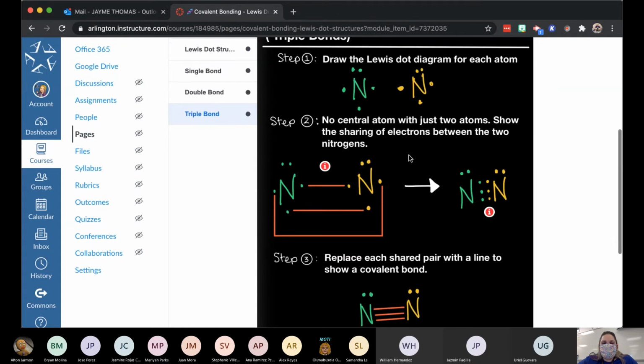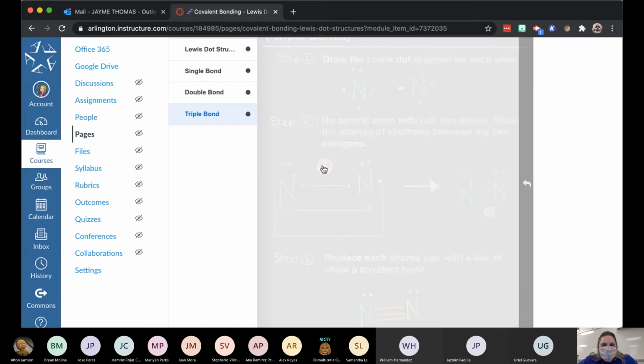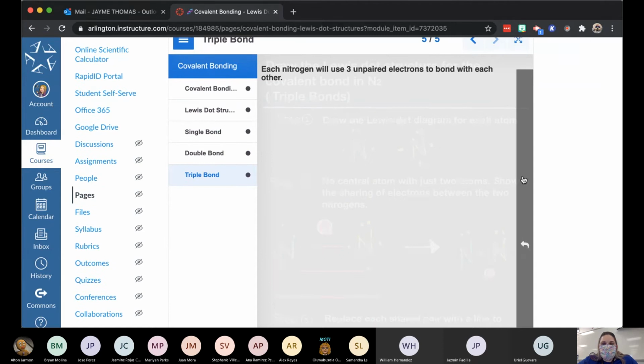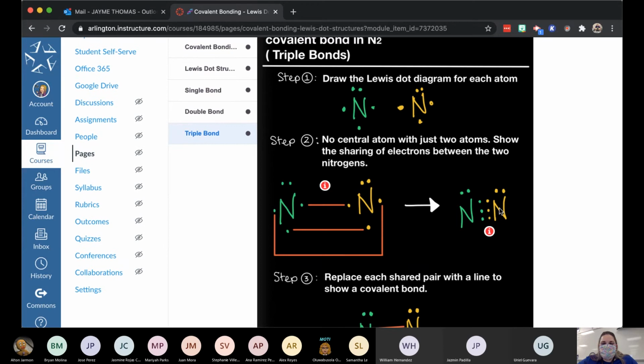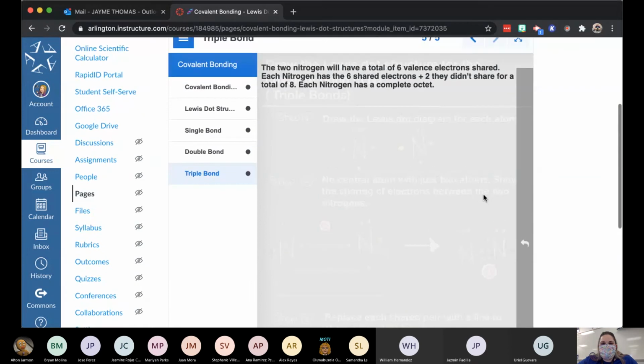So I'm going to draw them side by side, and it makes sense. They each have 3 singles. And so guess what? All 3 of the single ones are going to pair up. All 3 of those unpaired are going to pair up to each other and create the bond. And so what's going to happen is the nitrogens are each still going to have their own lone pair here, but they're sharing 3 pairs of electrons between them.